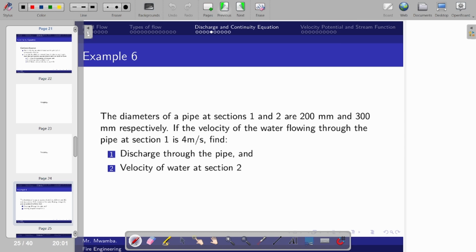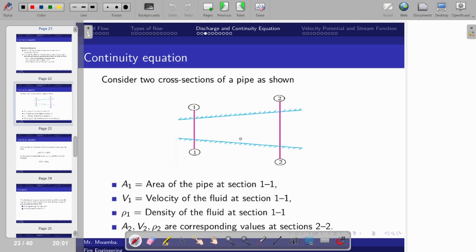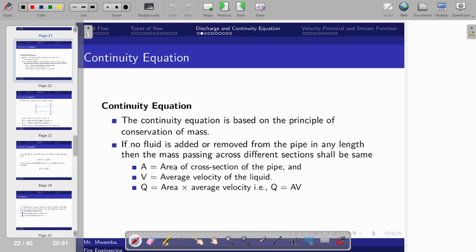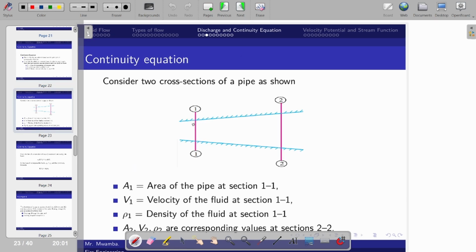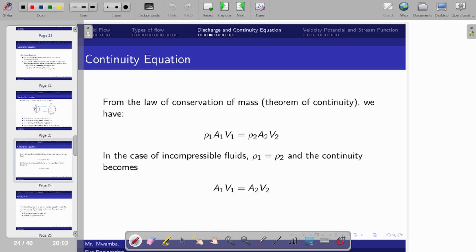Okay, let's do an example on this. This diagram is showing at section 1 and 2, the amount passing here is equal to the amount leaving from here. What is different is the velocity here and the velocity there, and also the cross section areas. But when you calculate at this section and also at this section, you get the same quantity, the same amount of fluid flowing through those 2 sections.